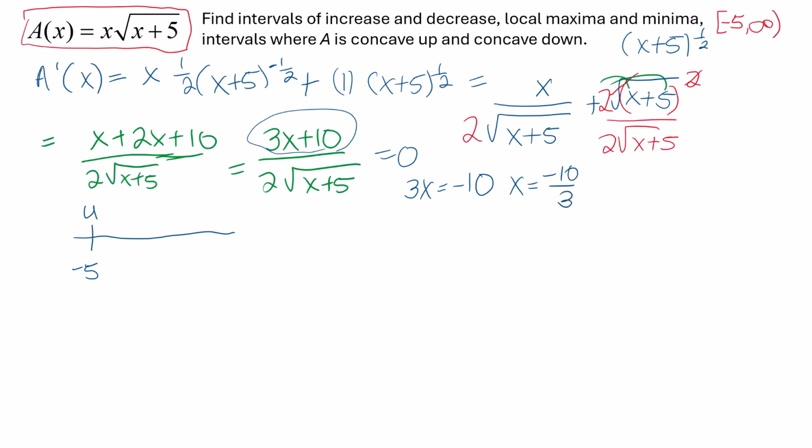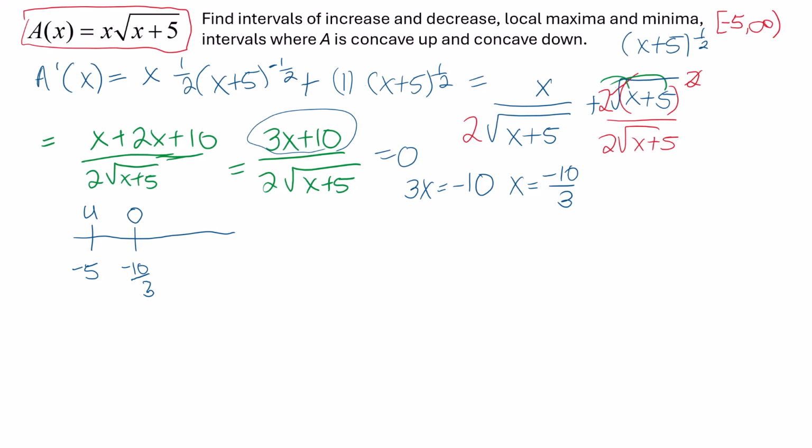Now -10 thirds is about -3.33, so it's going to be to the right of -5. So here's -10 thirds, and that's when it equals 0. So our function doesn't exist to the left of -5, so we just have two intervals to consider between -5 and -10 thirds, and then to the right of -10 thirds.